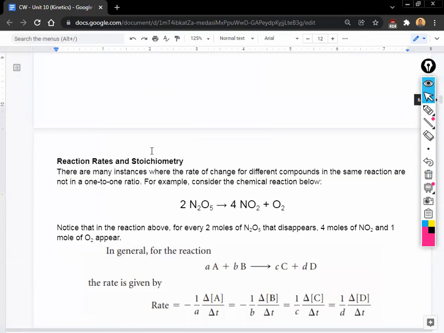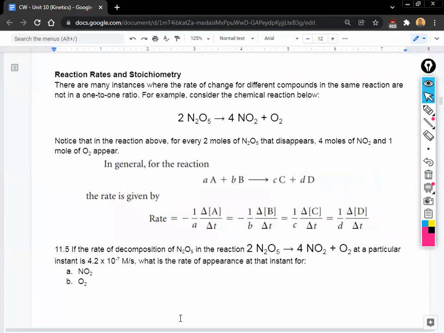Okay, let's move on. So we are going to be combining reaction rates with your favorite thing in the world, stoichiometry. Okay, so there are many times when the rates for different compounds are not the same. What that means is if you have a reaction, sometimes for one of the compounds, the rate will be like 1 molarity per second. But for another one, it could be 2 molarity per second or 0.1 molarity per second. In the same reaction, different compounds can have a different rate.